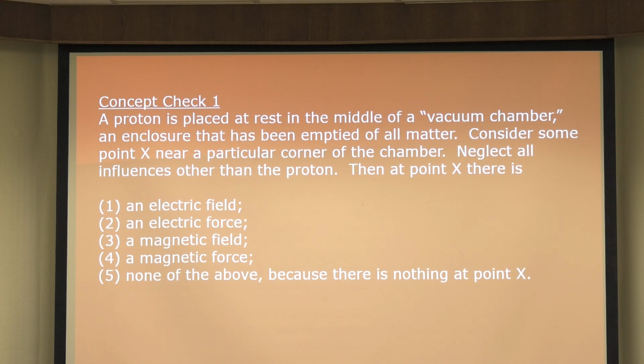Okay, we learned about forces in 105, right? We said in order to have a force, you need at least two objects. Well, here we have a vacuum chamber. We have one object, the proton. So we can't have a force, right? Because we only have one object. But we have a proton. A proton is a charged object. A charged object creates an electric field. Bingo. That's all we have. Okay? That's all we have.